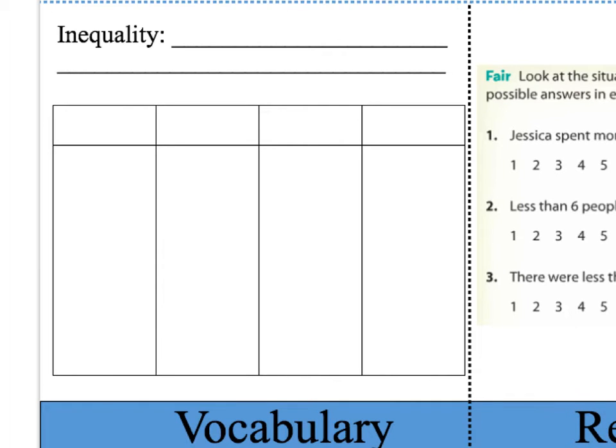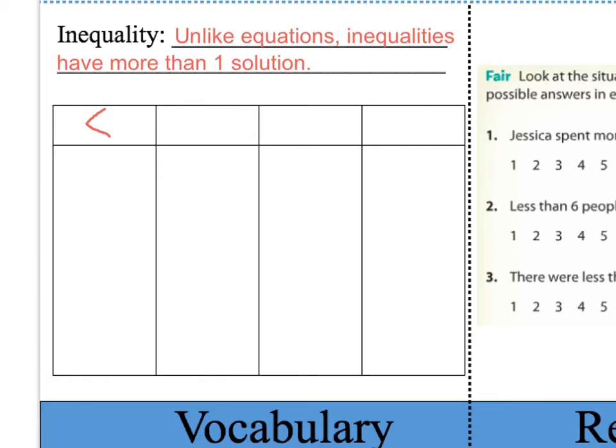The vocabulary word that you've learned already is called inequality. And unlike equations, inequalities have more than one solution. So let's recap what the symbols for the inequalities look like. This is the less than symbol, and some keywords for less than are fewer than and below. And to graph an inequality, you're going to use an open circle on a number, and you're going to shade everything to the left of that number, because all the numbers to the left are less than.